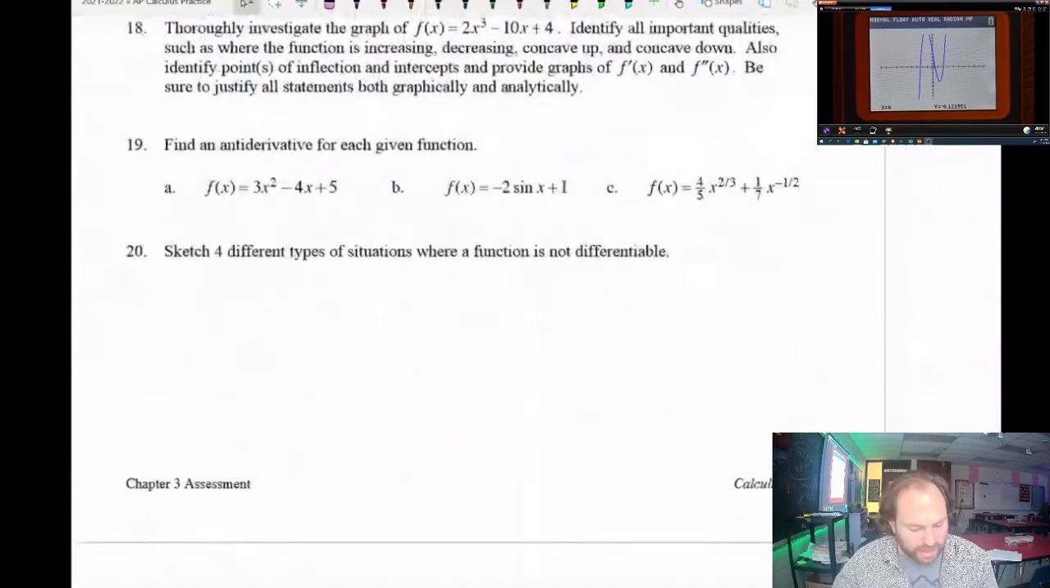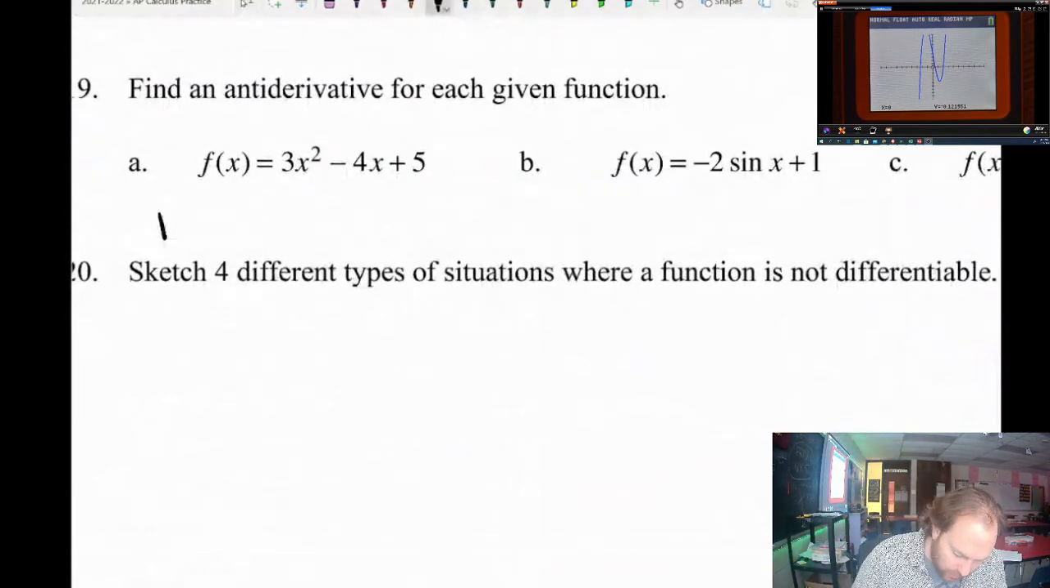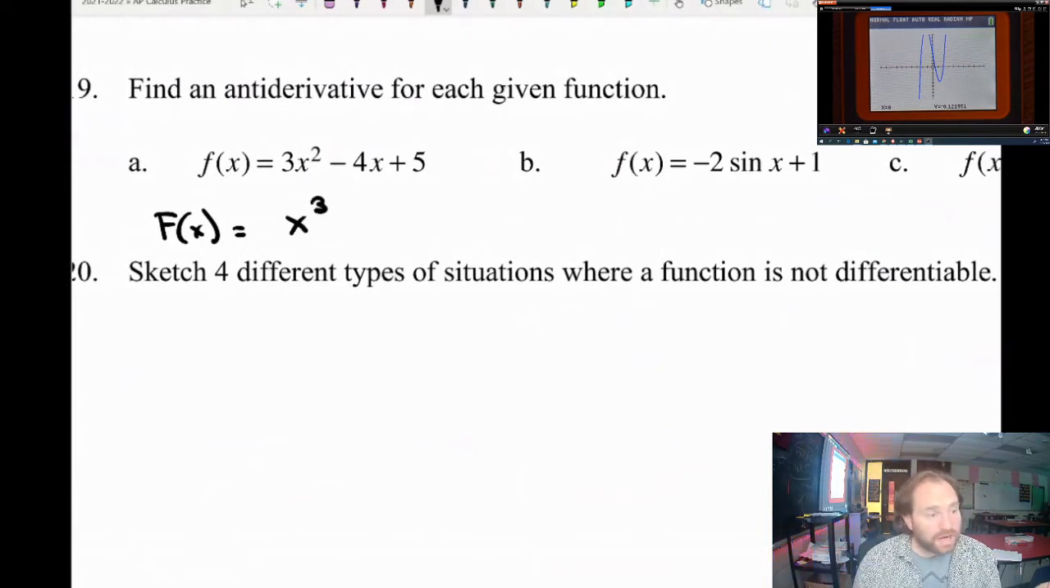We've got to find antiderivatives for each of the following functions. So we've got to think backwards about derivatives. Capital F of x. All you have to remember here is that the powers all go up by 1. So x squared becomes x to the third power because we're going backwards. And we've got to think, okay, what do you multiply 3 by to get 3? And it's just 1. So that's fine the way it is.